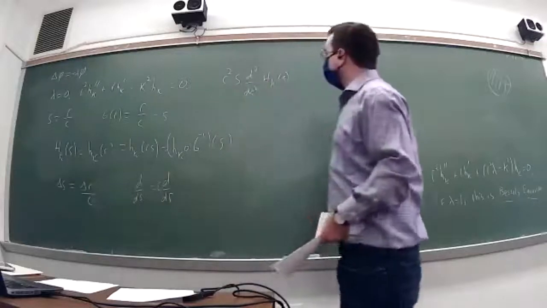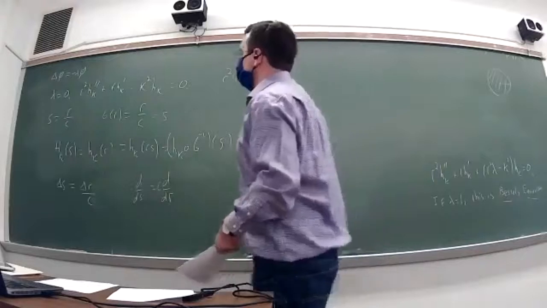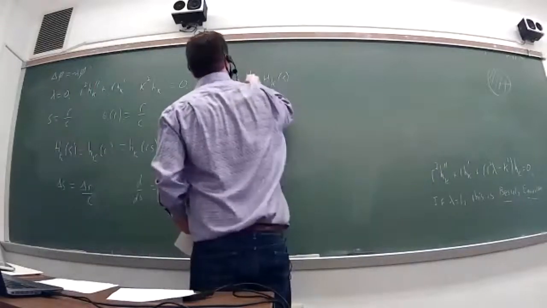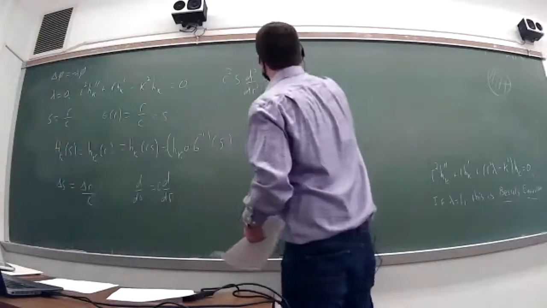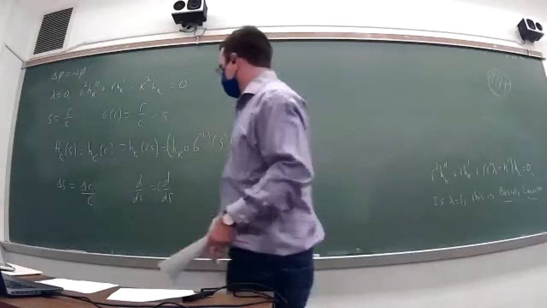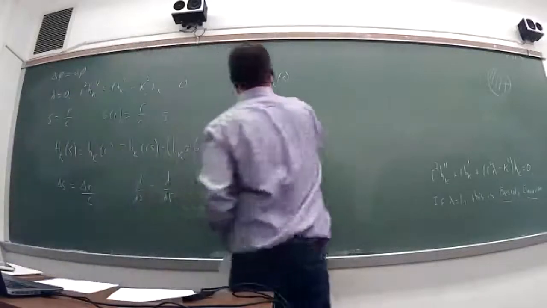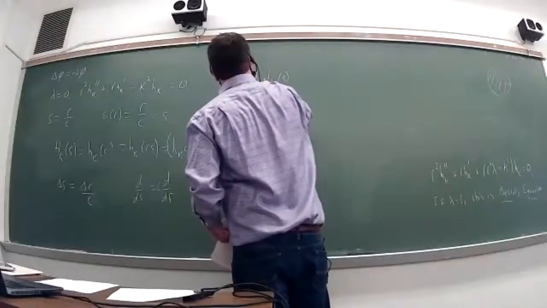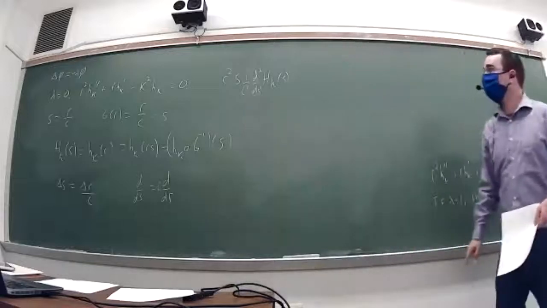And then, sorry, this was 2 derivatives, so that's d squared over dr squared, and then Hk of r becomes capital Hk of s. d squared over dr squared now becomes 1 over c squared, d squared over ds squared. So this becomes 1 over c squared. That's how it works out. There's the cancellation I was talking about intuitively.